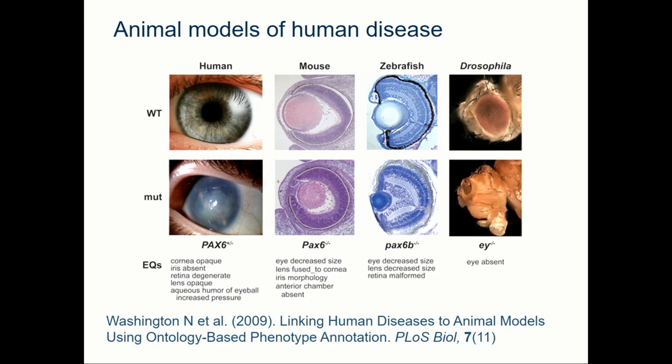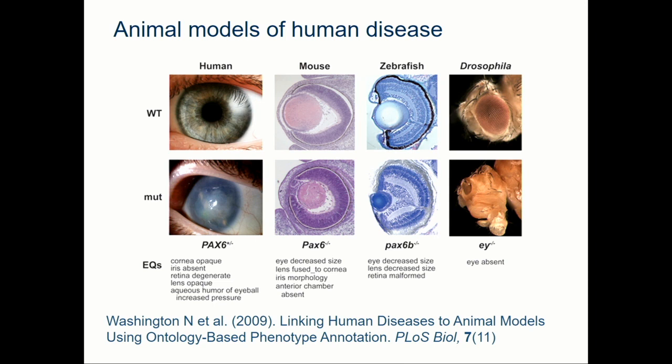So moving on to some of the disease models from the IMPC. Back to this slide, I showed that PAX6 mutations result in eye mutations, but there are subtly different phenotypes. In the human, you've got an absent iris and opaque cornea and lens, whereas in the mouse and fish, the eyes decrease in size, and in Drosophila, it's completely missing. So we want to be able to capture these differences and similarities, and to do this, we use ontologies.